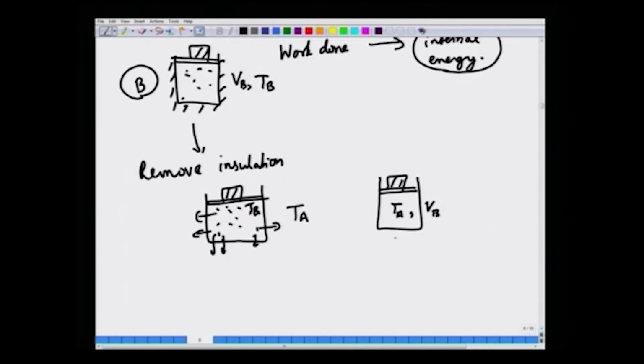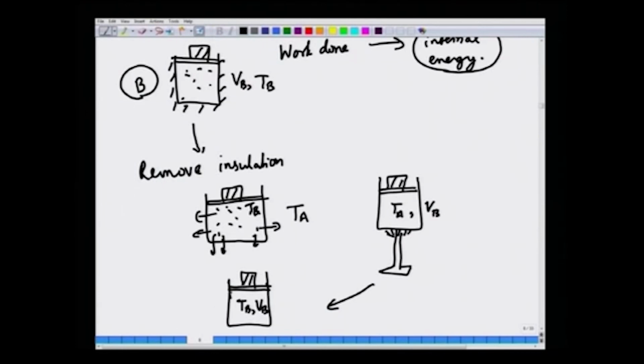Now, imagine heating the system using a burner such that you have provided enough energy, so that eventually you have reached a state where you have temperature Tb and again volume Vb.